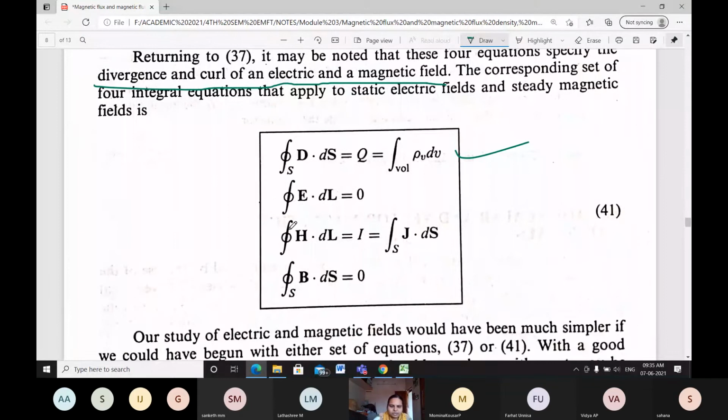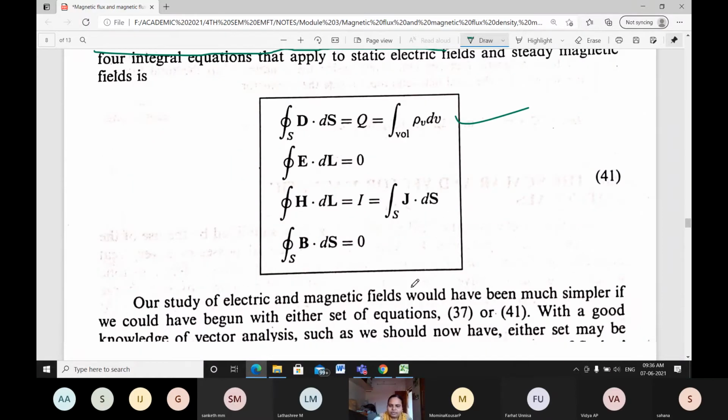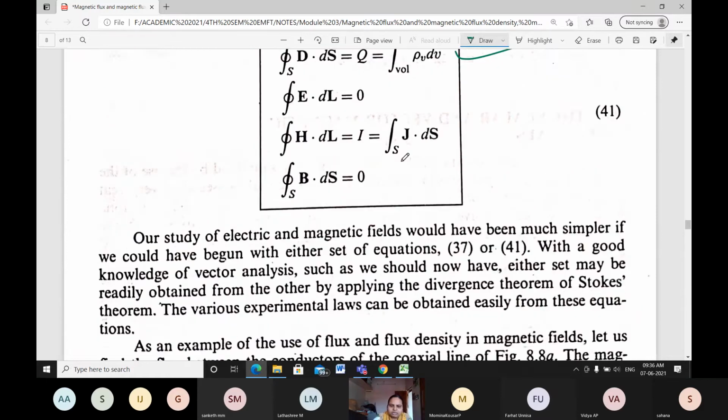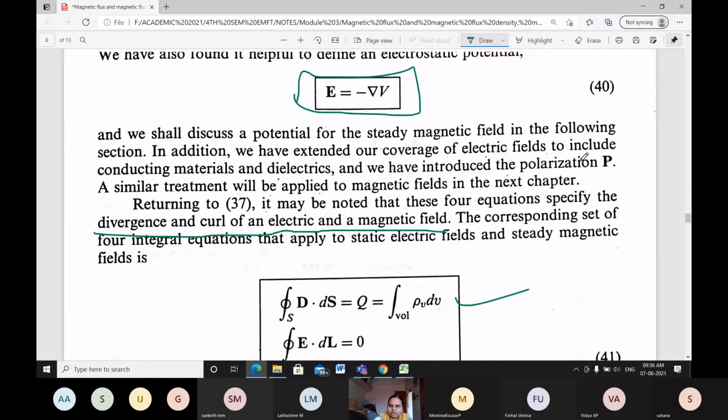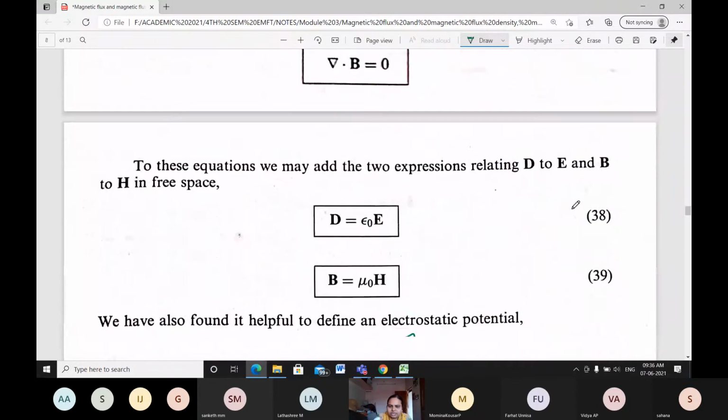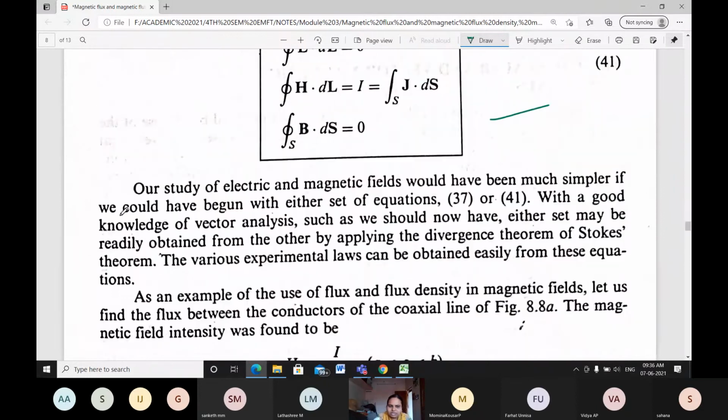In terms of the magnetic field, the closed integral of H dot dl is equal to the current, that is the integral over S of current density J dot dS. In terms of magnetic flux density, the closed surface integral of B dot dS is equal to 0. Therefore we can use either the point form or the integral form. The same thing is written here.